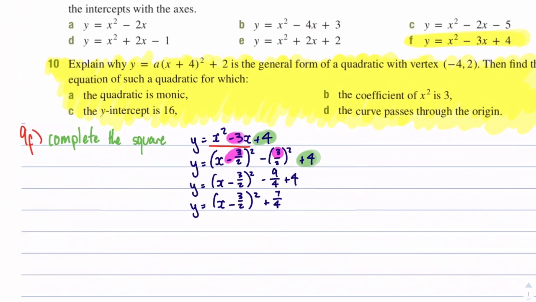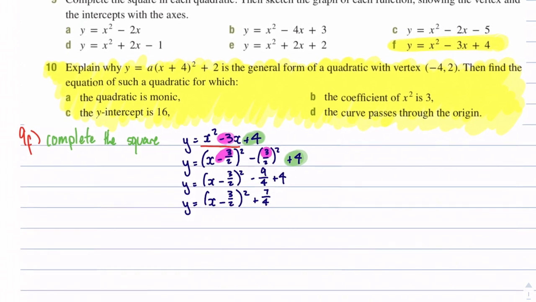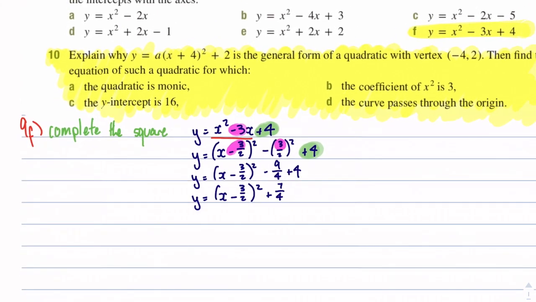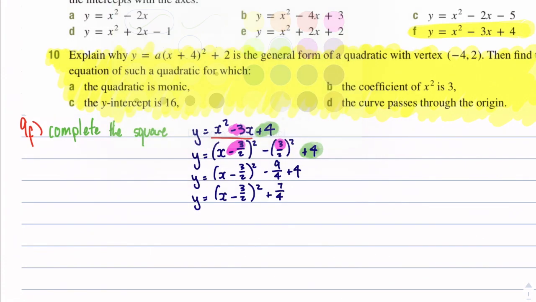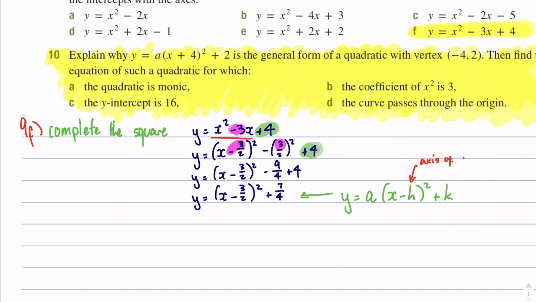Now, it says to then sketch showing the vertex and intercepts with the axes. Don't forget, before we do this, I'm just going to point out that this is in the same form as y equals a outside of x take h squared plus k, where h is the axis of symmetry, and k is the y coordinate of the turning point. So the rest of our job is going to be slightly easier than usual.